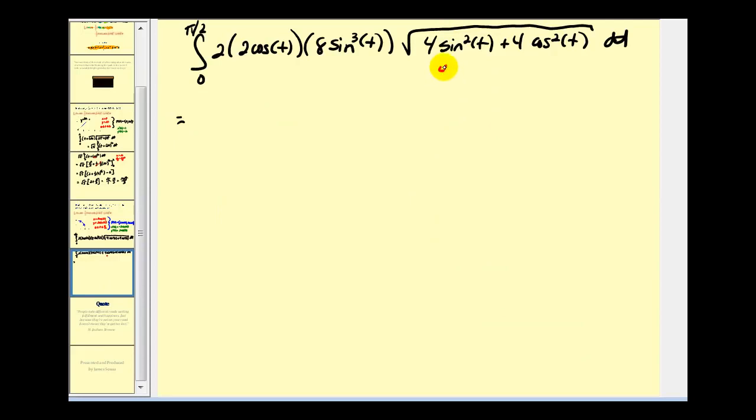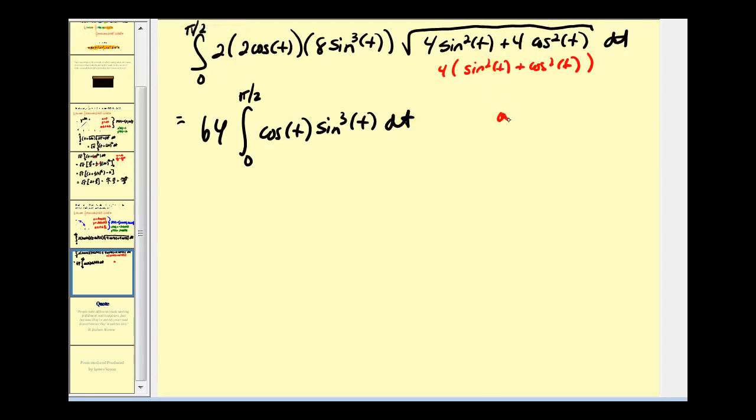Here, if we factor out the 4, we're left with sine squared t plus cosine squared t. This will be 1, so we'll have the square root of 4, which is 2. So all of this gives us a factor of 2. We have a factor of 2 here, a factor of 2 here, and a factor of 8. That's 64. So we'll go ahead and factor out a 64. That'll leave us with cosine t sine cubed t.